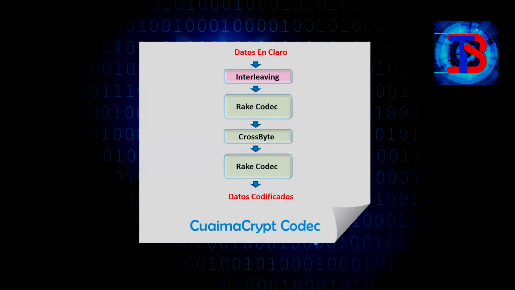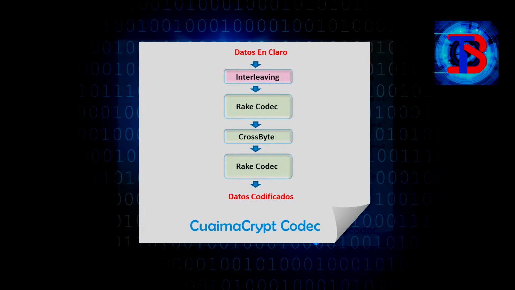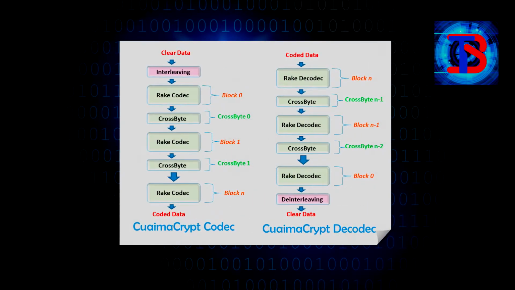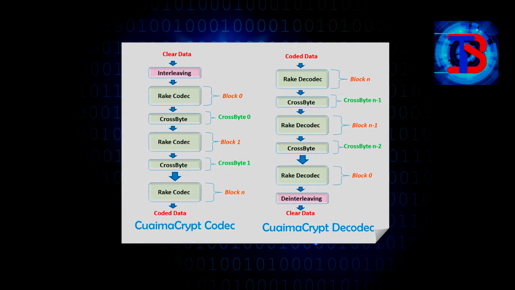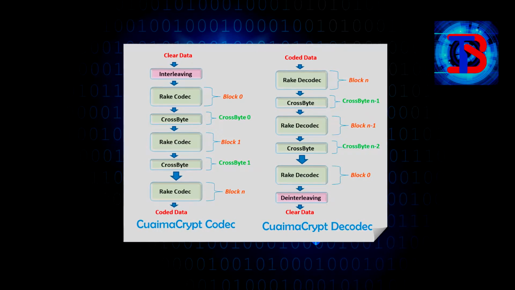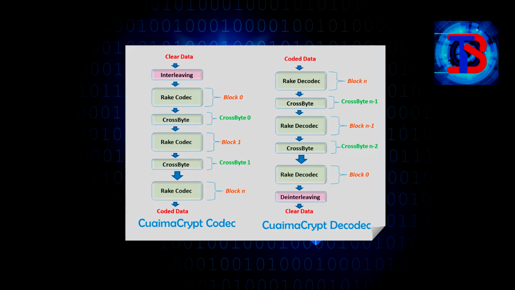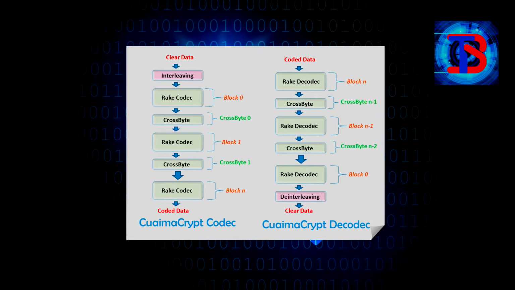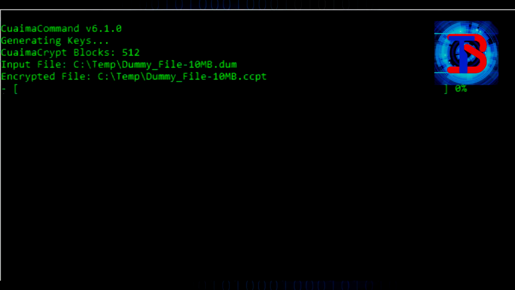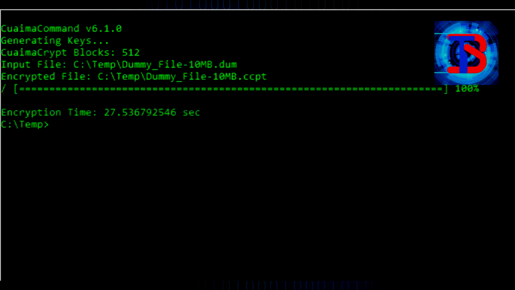CuaimaCrypt in its most basic form is formed by interleaving the input data, 2 blocks of rake codec and 1 scrambler between rake codec. One of the strengths of CuaimaCrypt is that this structure could be repeated almost indefinitely, depending on available memory and encoding rate required to increase the level of security required by the application. At present, for Valhalla's most classified documents, we are using CuaimaCrypt with 512 blocks.